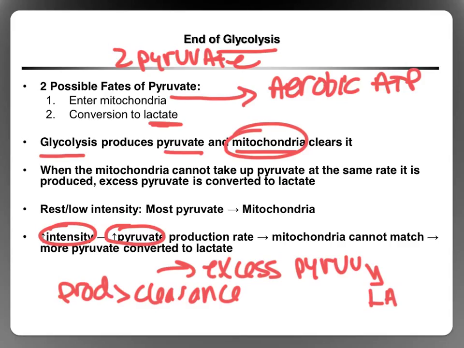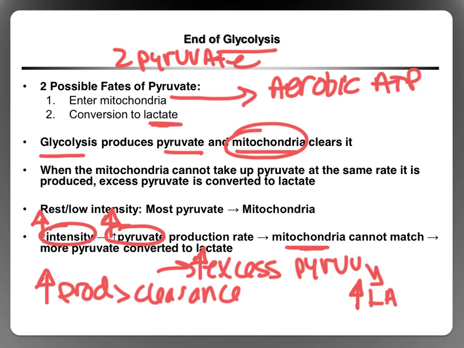And glycolysis happens at a much faster rate than the aerobic processes in the mitochondria, so you end up with your excess pyruvate being converted into lactic acid. And this is on a continuum, so the higher the intensity, the faster and the more pyruvate is produced. The production is going to be even greater than clearance. You're going to end up with more excess pyruvate. You're going to end up with more lactic acid.